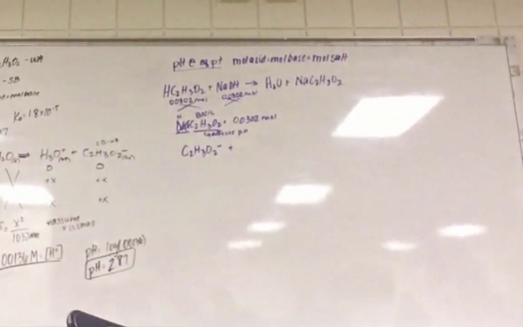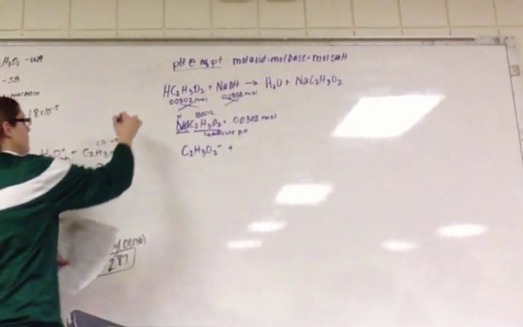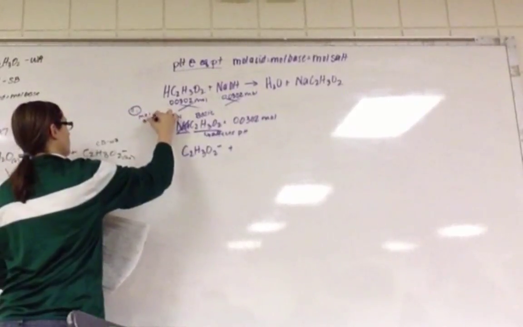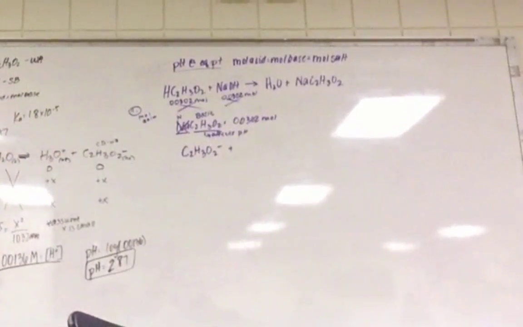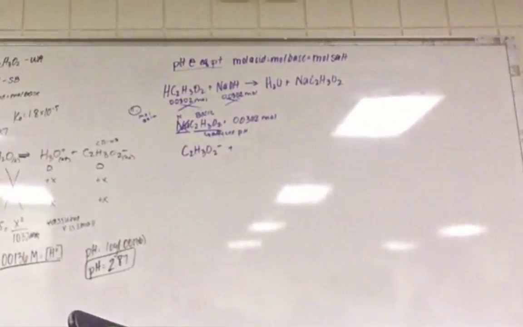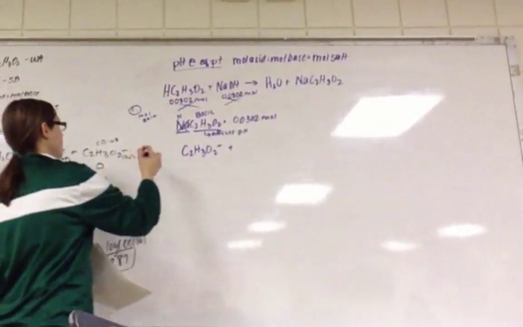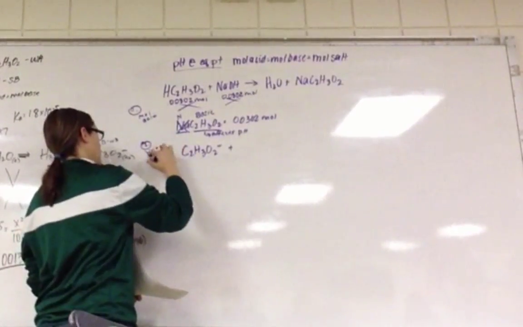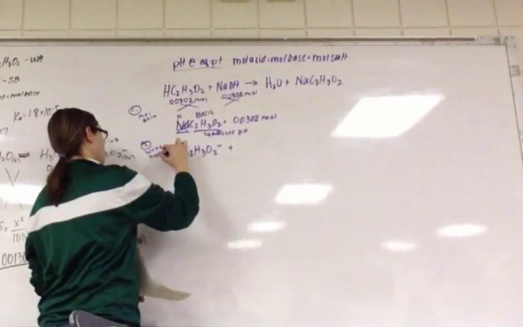So here are kind of the steps for calculating pH at the equivalence point. First thing, determine moles of salt. Right, at the equivalence point, we need to figure out how much salt do we have. How many moles of salt do we have? Second thing we need to do is write the hydrolysis reaction.